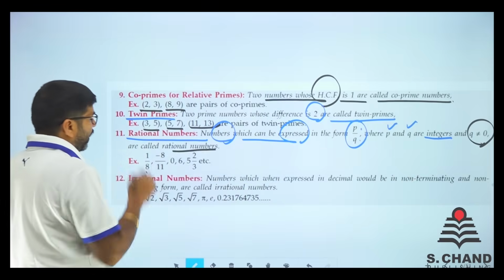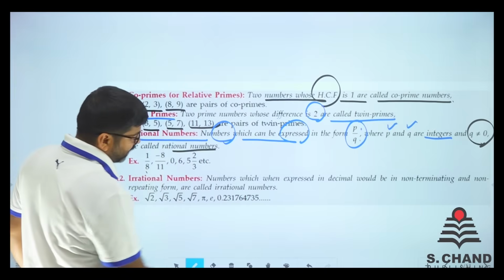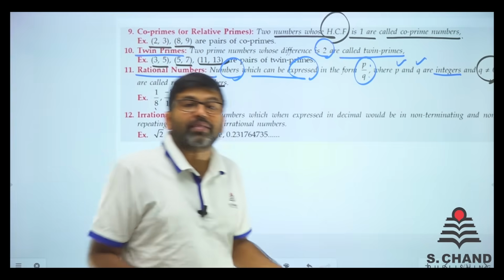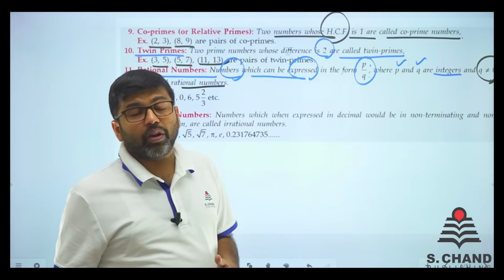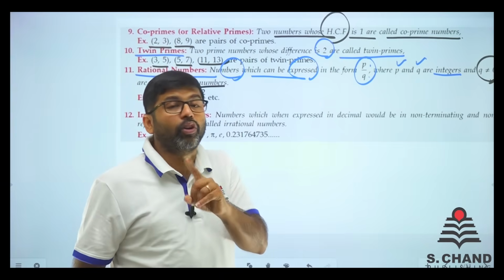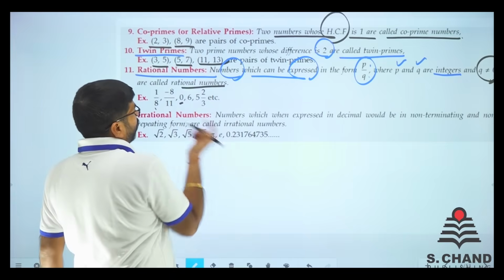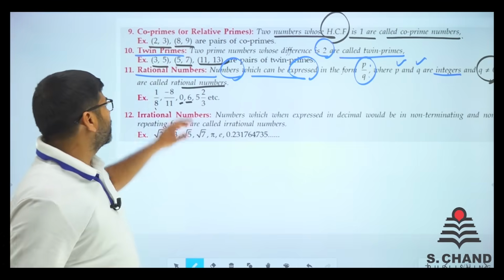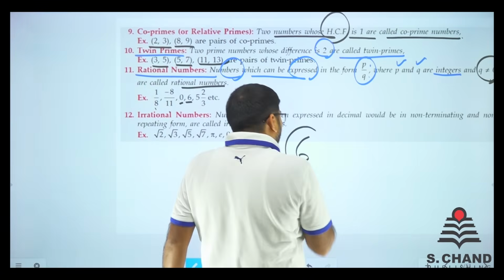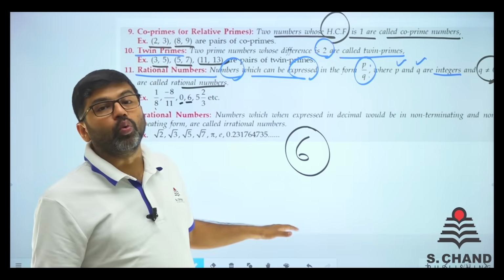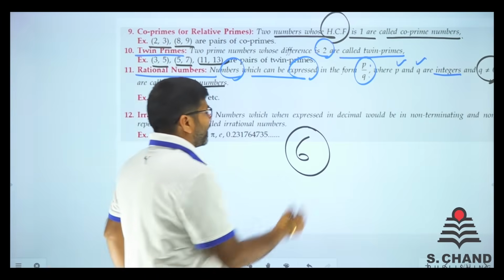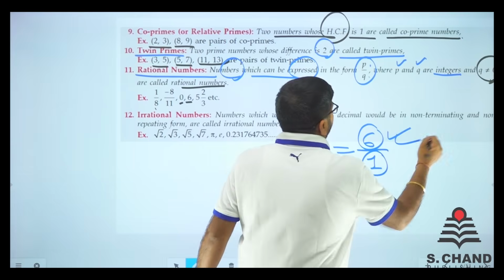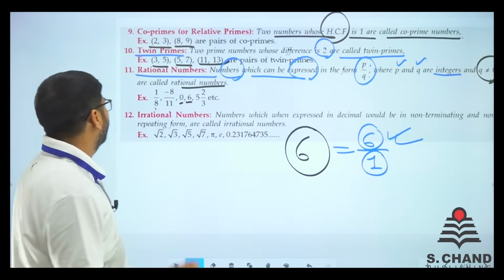A rational number is like 1 by 8, minus 8 by 11, because as I said, it can be any integer. So minus is also included, zero is also included, but not as the denominator. Zero is also included, as I told you. Take for example this 6. How is this 6 a rational number? Because there is no q, that is, no denominator. So 6 can be written as 6 by 1. So 1 is an integer, 6 is an integer. This is a rational number, right?